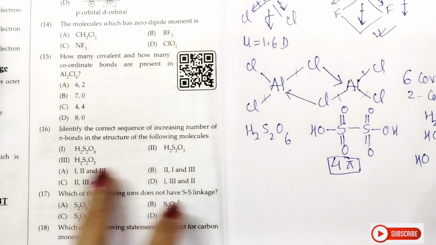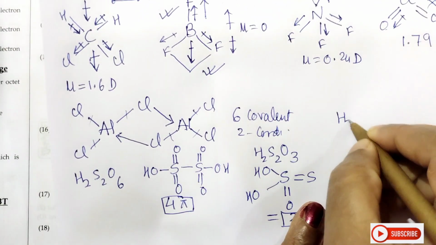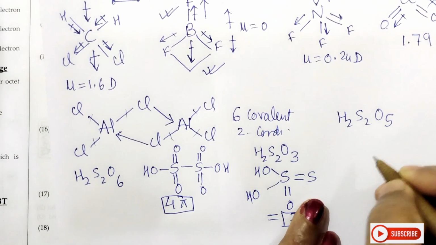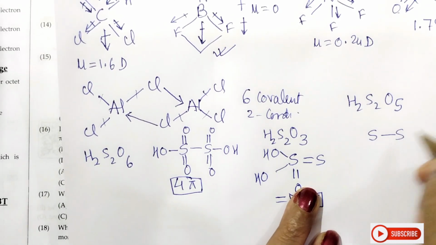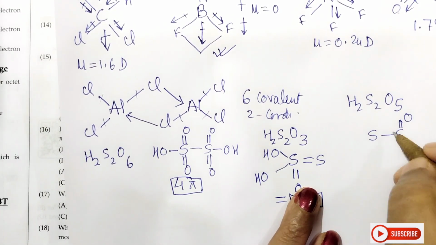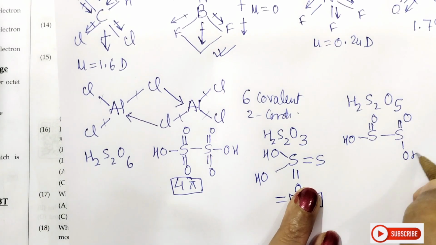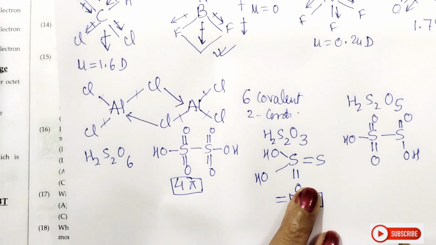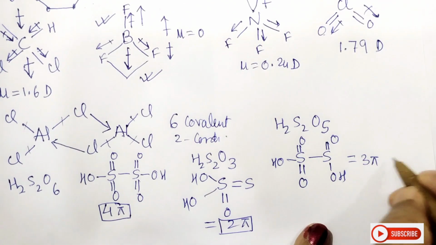Let us see the third one, that is H2S2O5. H2S2O5, let us draw the structure for this. This will be sulfur to sulfur, double bonded oxygen on both the sulfurs, OH on both the sulfurs, and you have double bonded oxygen. If you see, there are 3 pi bonds here.